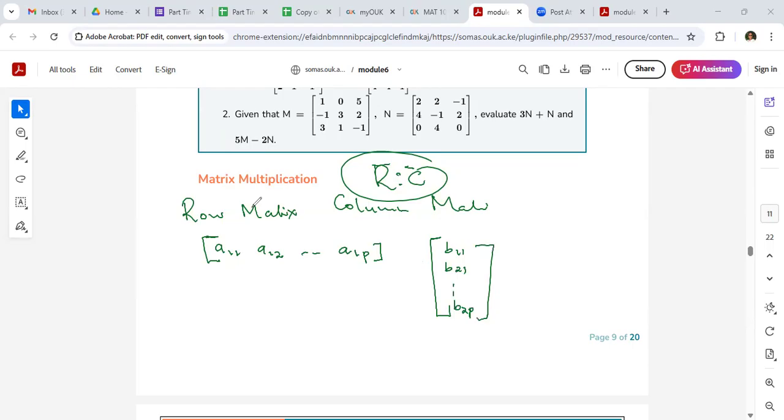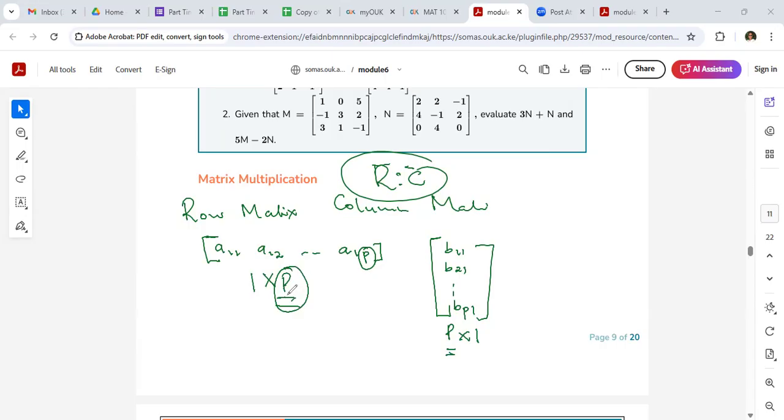And for these matrices to be conformable for multiplication, the number of columns in the row matrix, P, should be equal to the number of rows in the column matrix. So this is a matrix of order 1 by P. This is a matrix of order P by 1. So you can only multiply the row by the column if they are conformable.